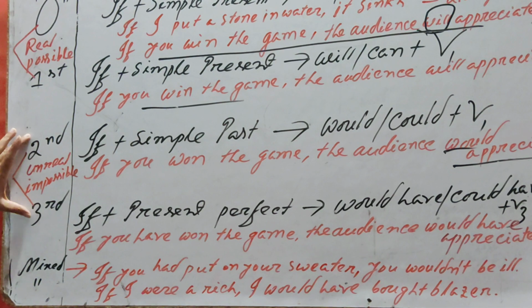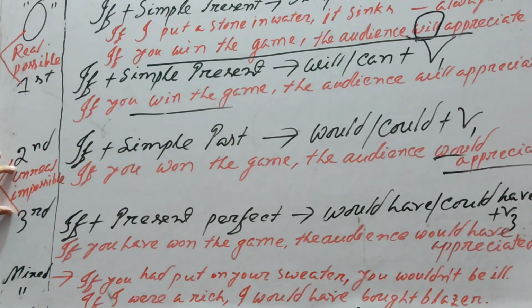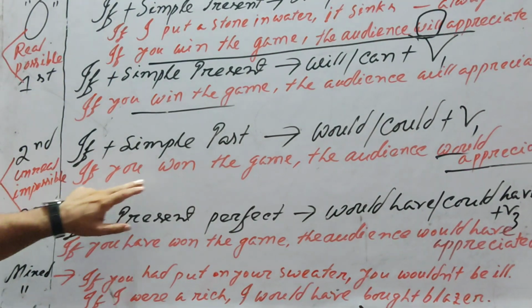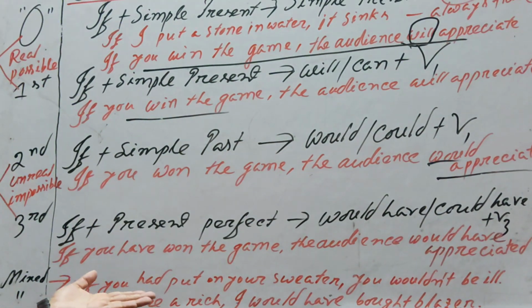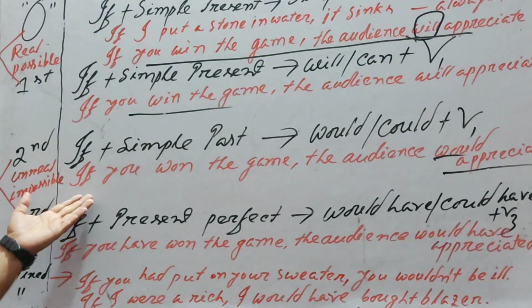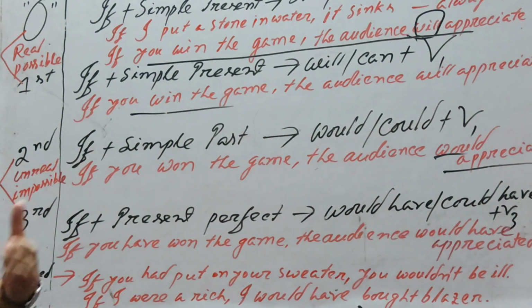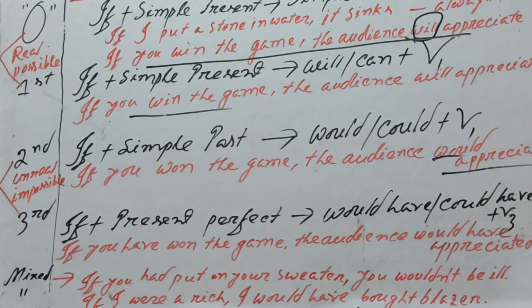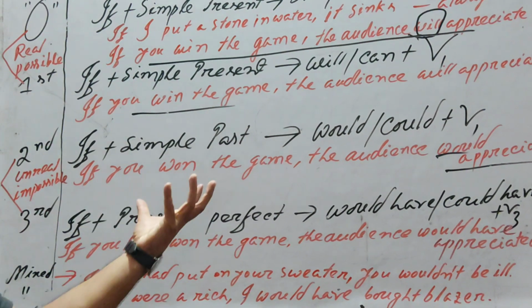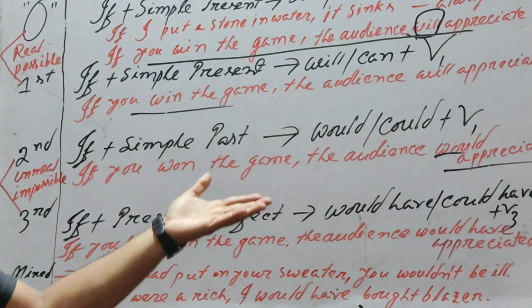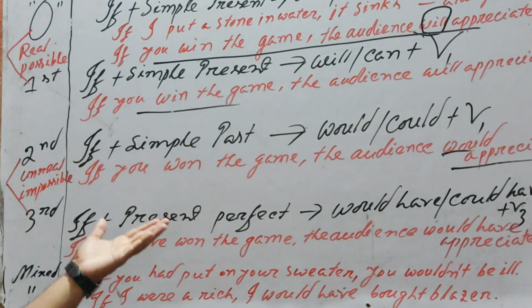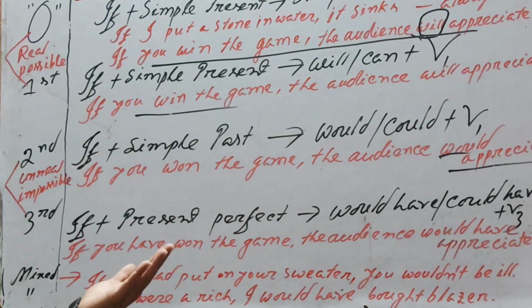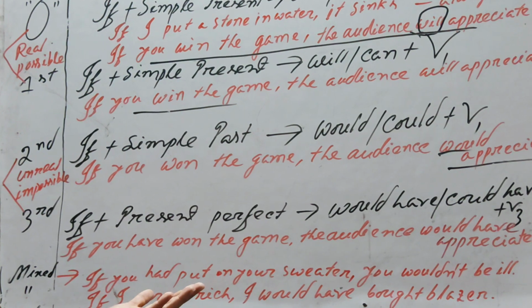However, second conditional and third conditional are called unreal or impossible, because if you won the game, the audience would appreciate. Is there any possibility? Of course, that's not possible. So in this case, we can say if you won the game, the audience would appreciate. If you don't or didn't win the game, nobody will appreciate. That is so right. That is so correct.